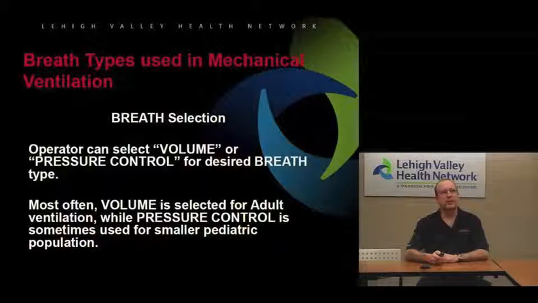When we talk about breath selection, we're really talking about volume or pressure control for the desired breath type. Most often, especially with the adult population, we're going to use a volume. So I think most of you would be familiar, we set a volume around anywhere 400 or 500, 600 milliliters per breath. When we talk about pressure control ventilation, that's actually when we set the ventilator to a pressure that it's going to ventilate up to, like let's say 20 or 25 centimeters of water pressure, and then the ventilator is going to stop delivering that breath.